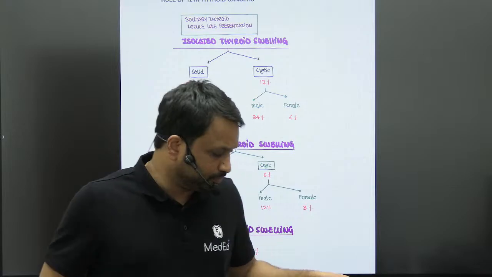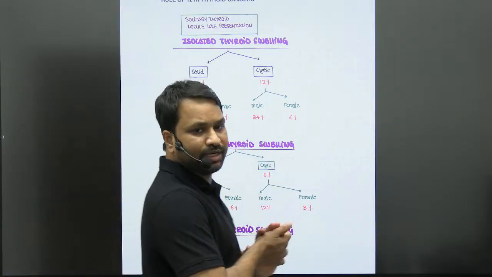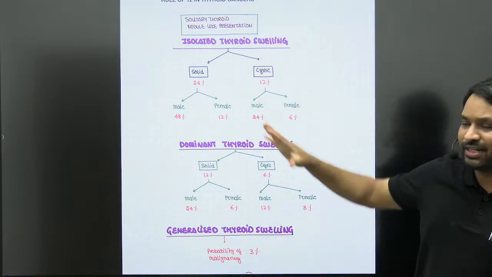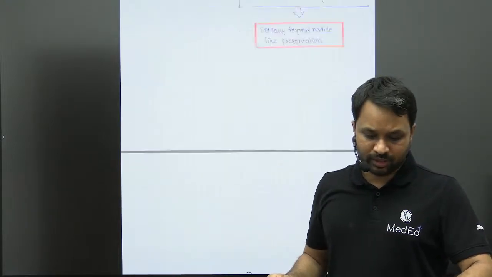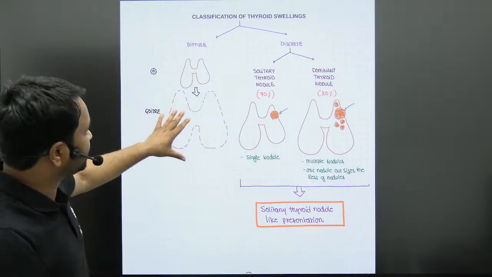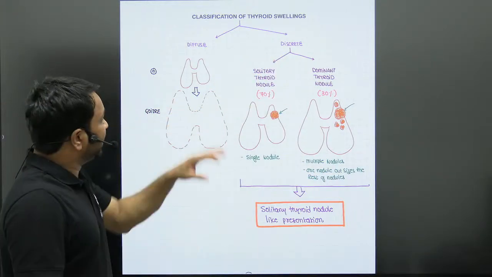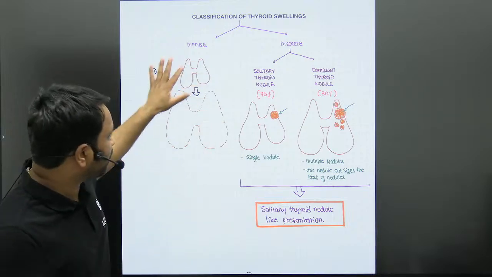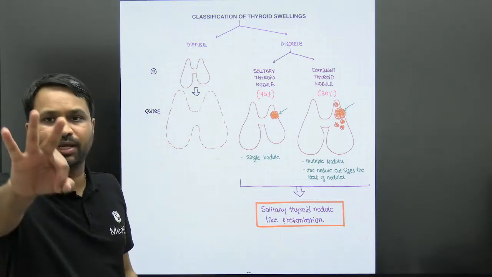Now, what is the take-home message for you? How do you interpret this? How do you understand this? If you have a patient who has presented to you, either you can have a presentation of a generalized thyroid swelling or a discrete thyroid swelling. If you have a patient with a generalized thyroid swelling, let it be male, female, solid, cystic, the probability of malignancy in these patients is only 3%.